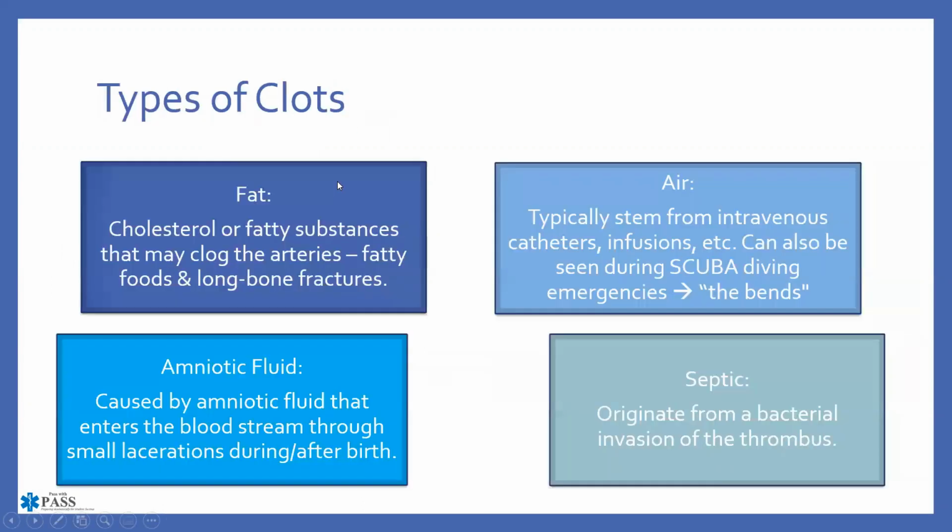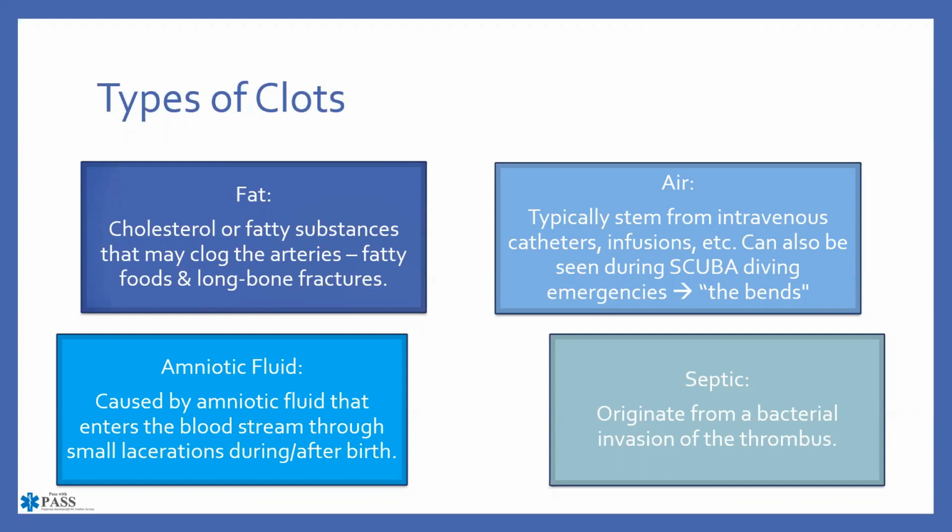All right, so there are different types of clots, and this is just basic information from EMT or paramedic school. There are fatty type clots, made up of cholesterol or fatty substances, and they can clog the arteries themselves. This can be from fatty foods. They can also develop from long bone fractures, if some of the soft tissue gets involved in those fractures. They can end up getting a fat embolus.